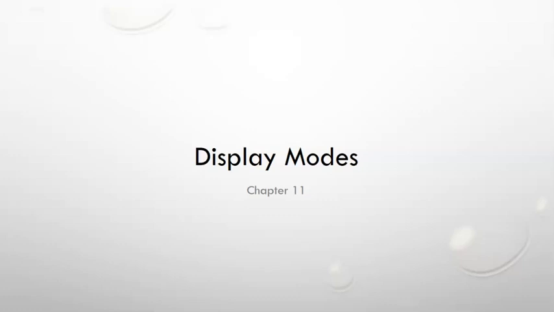Okay, so this chapter 11 is on the basic display modes. This covers A mode, brightness mode, and motion mode. There are some other modes that we might want to think about, like color Doppler and pulse wave Doppler. Those are different modes also. So these are going to be the three basic modes of display: just the A mode, brightness, and M mode.